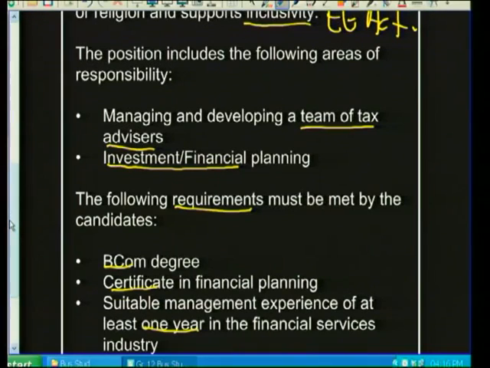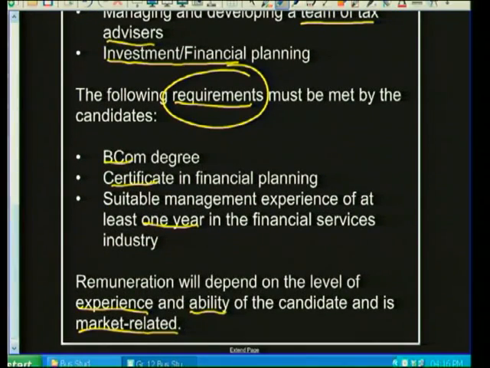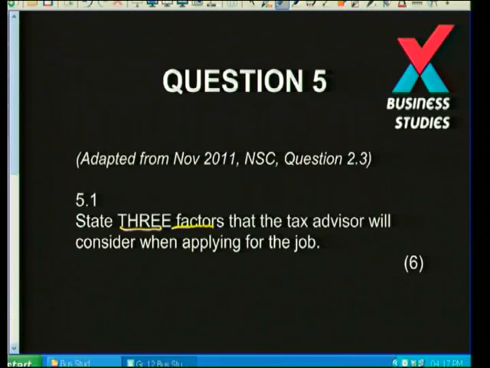we can quickly go back and let's see what we've got in the ad. Clearly you're going to have to look at what's going to be required. Right, so the areas of responsibility. Do I feel comfortable to be leading a team of other, for example, tax advisors? Secondly, you need to look at, do you actually meet these requirements? Do you have a BCom degree? Do you have a certificate in financial planning? And do you at least have 1 year suitable experience? You're definitely going to have to consider those things before you actually apply for the job.